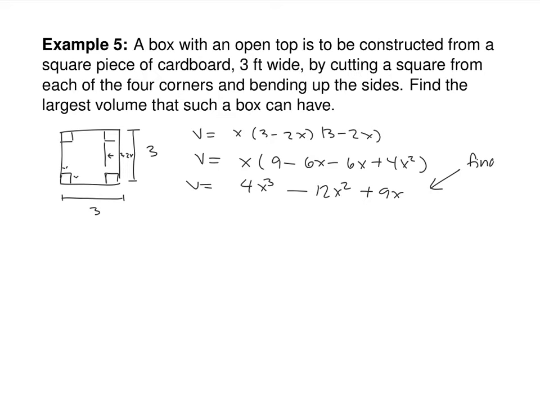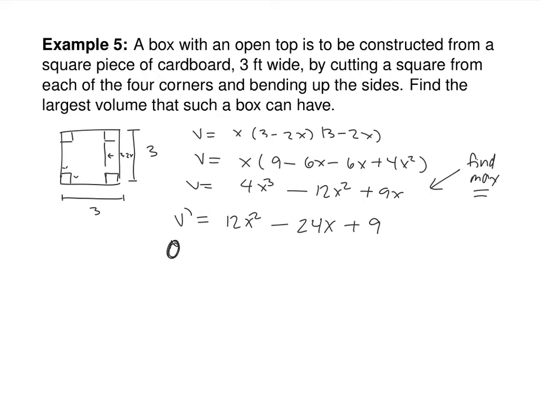You want to find the max, right? You know calculus. So how do you find maximums? You use the derivative, right? Where the derivative is 0 is where you could have maxes or mins, and you have to figure out which is which. So what's the derivative? 12x squared minus 24x... wait, minus 24x plus 9. Set it equal to 0.